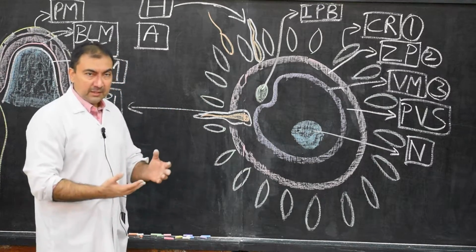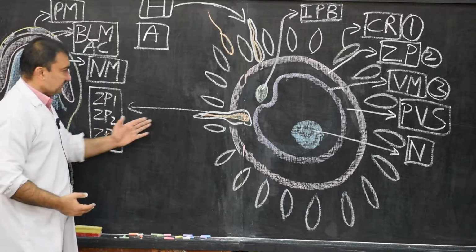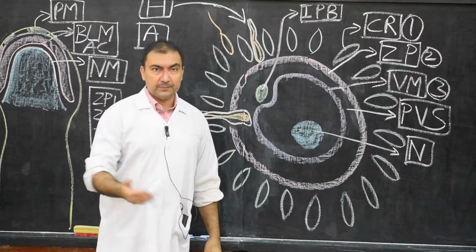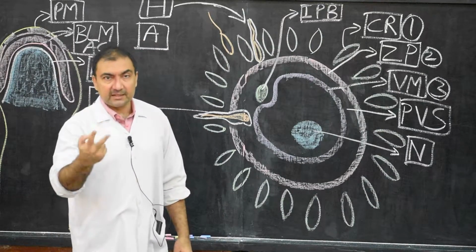And what will it do? It will combine with these receptors present in zona pellucida and it will digest that portion of zona pellucida, so the spermatozoon can pass through the second barrier.